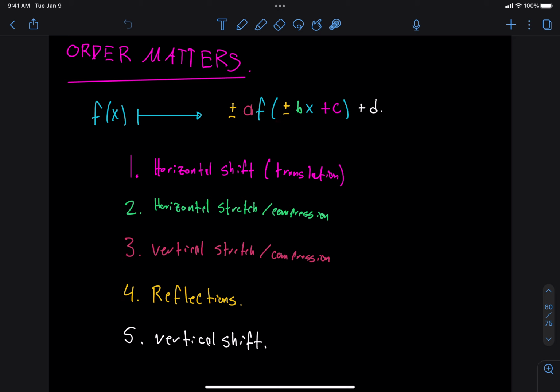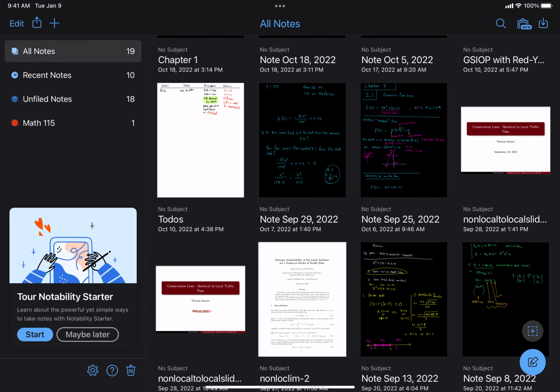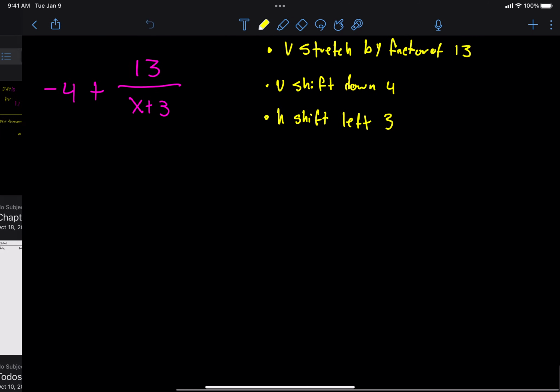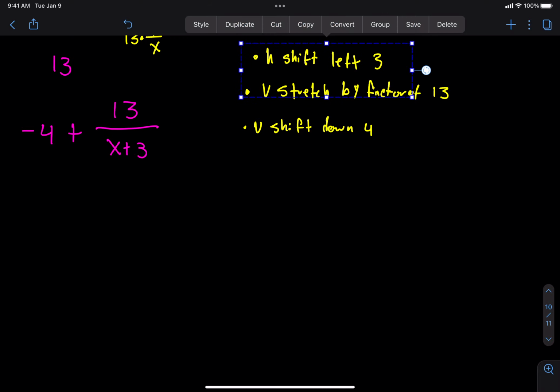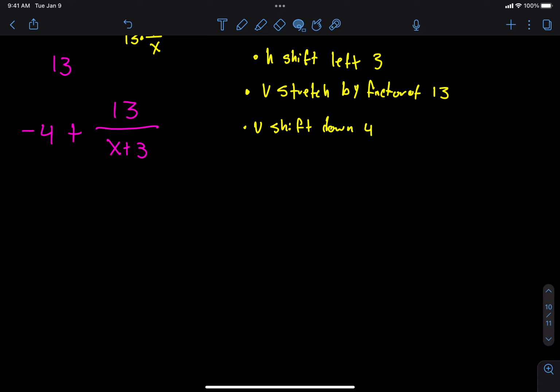Okay, well anyways, I suppose it doesn't really matter how it gets memorized, but it's necessary, nay, imperative to memorize this. Okay, so which one comes first? Horizontal shift. Which one comes second? Vertical stretch, and then vertical shift. Okay, so now it's in the correct order.